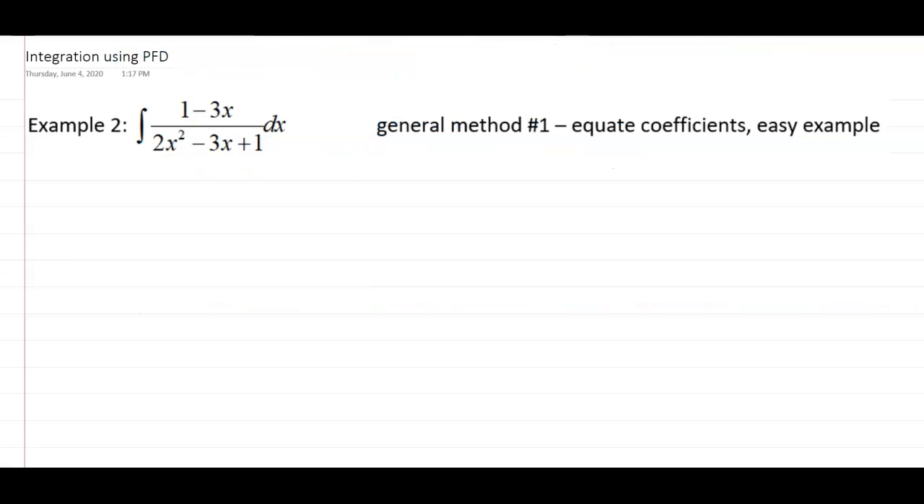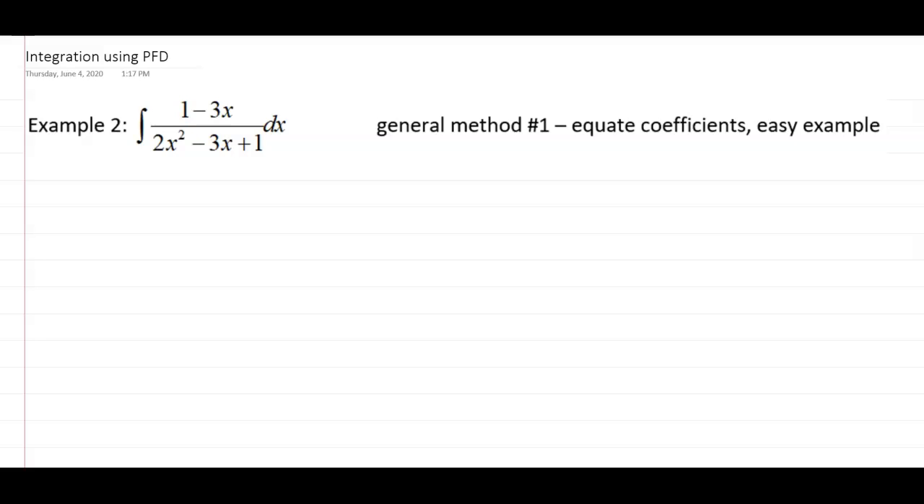Now this next example is about as easy as the previous one. Again, the degree of the numerator is less than the degree of the denominator. And so let's just go ahead and use the Heaviside cover-up method. And then we're going to learn the general method where we equate coefficients. And the general method is often something you have to use if the Heaviside method will not work.